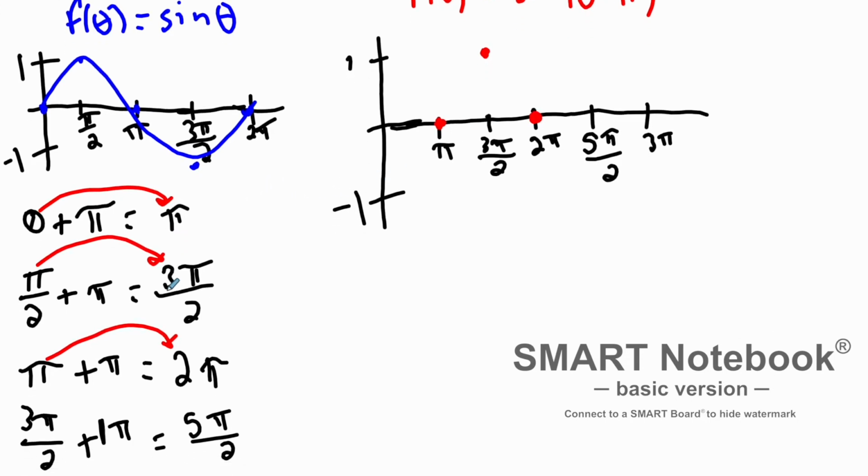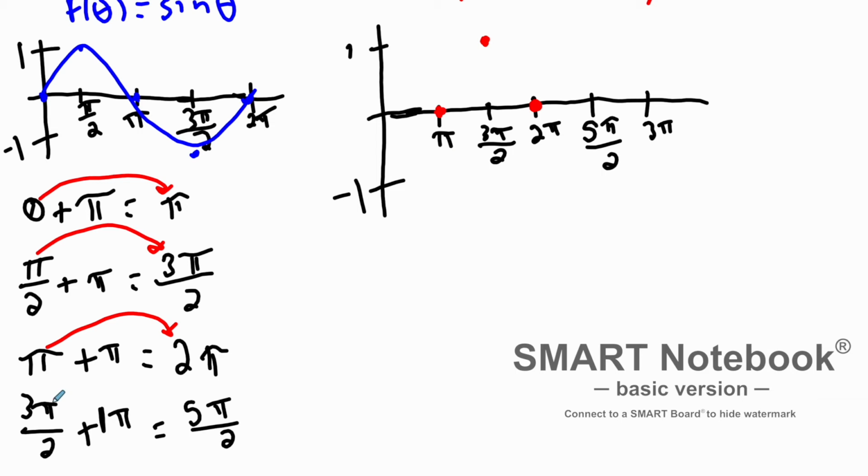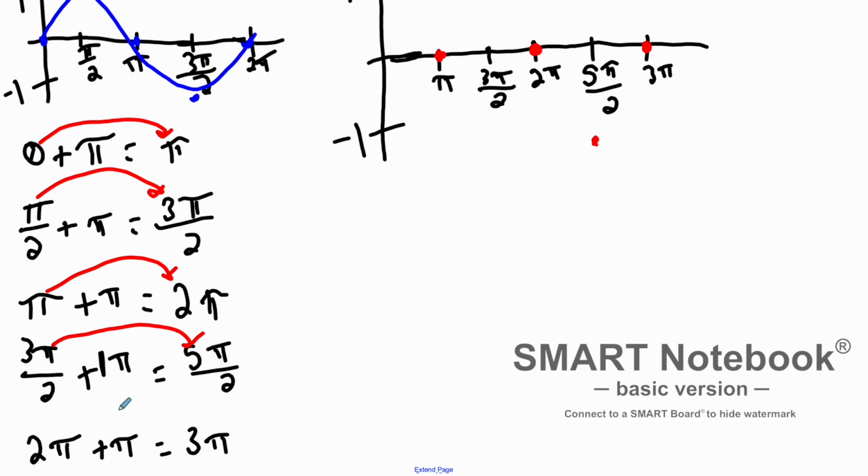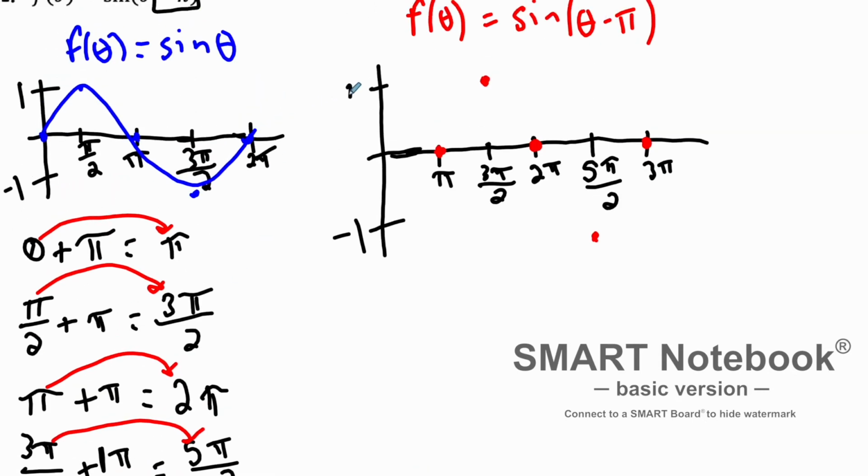3 pi over 2, let me scroll down here. 3 pi over 2 got moved to 5 pi over 2. So this point, 3 pi over 2 was -1. That means 5 pi over 2 is -1. And remember, we have to end where we began, so we know that this is going to be at 0. But again, that was because 2 pi was tracked to 3 pi. 2 pi was at 0, so that means 3 pi is 0. So we go up, connect your dots, back down, back up.